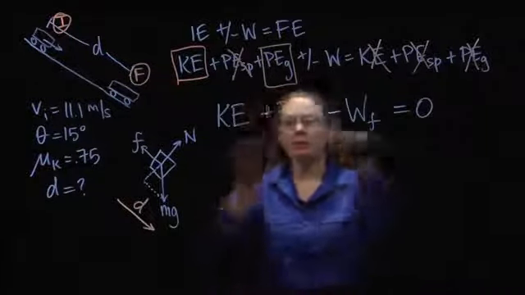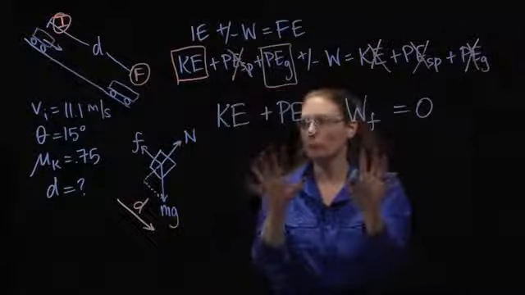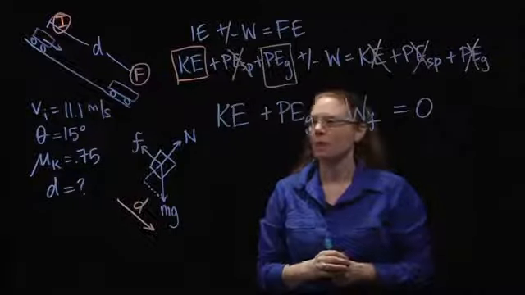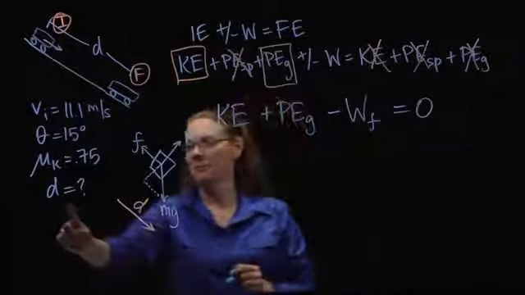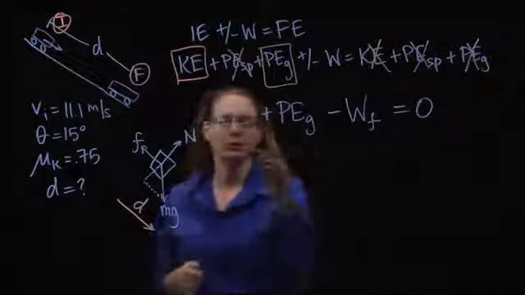Okay, so here is my conservation of energy equation for this problem. And if you can get to this step, that's one of your objectives. So being able to write that for each problem is one of your objectives. So now, what are we looking for? We're looking for D. Where is D hiding in this? Let's write down what each of these three terms will be.